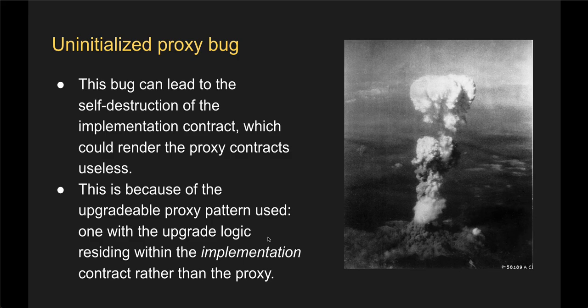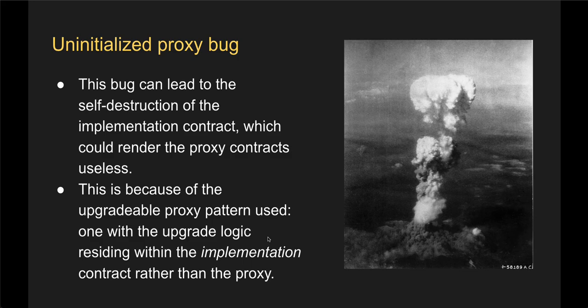So the uninitialized proxy bug only applies to the UUPS style proxy, and this bug can lead to the self-destruction of the implementation contract, which could render the proxy contract useless. This is because of the upgradable proxy pattern used, one with the upgrade logic residing within the implementation contract rather than the proxy. Meaning that basically we can destroy the implementation contract and render it useless, because as we know, there is a special function in Solidity and Ethereum called selfdestruct that zeroes out all the bytes of the smart contract, and then the proxy would just point to nothing, and we couldn't upgrade the implementation to another address because all the upgrade logic lies within the implementation contract itself.